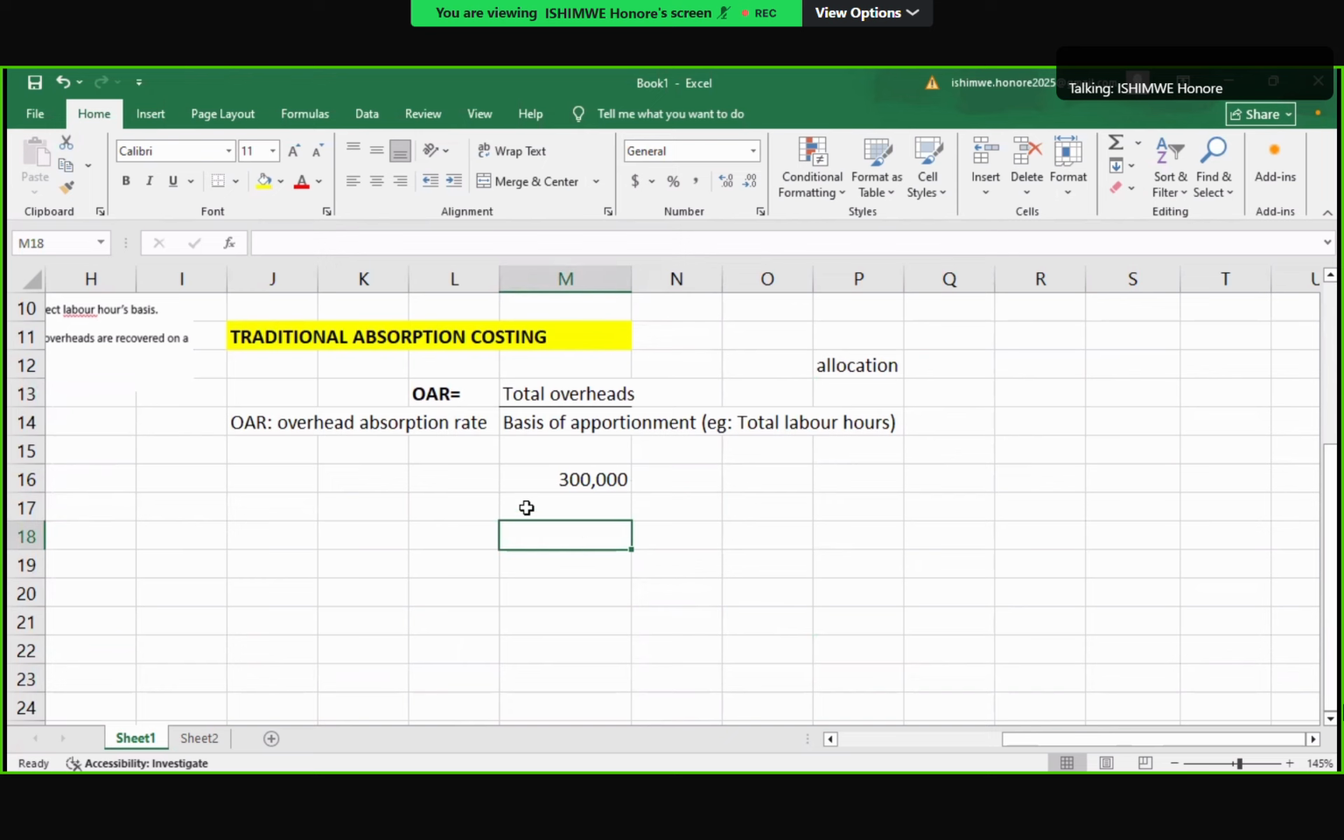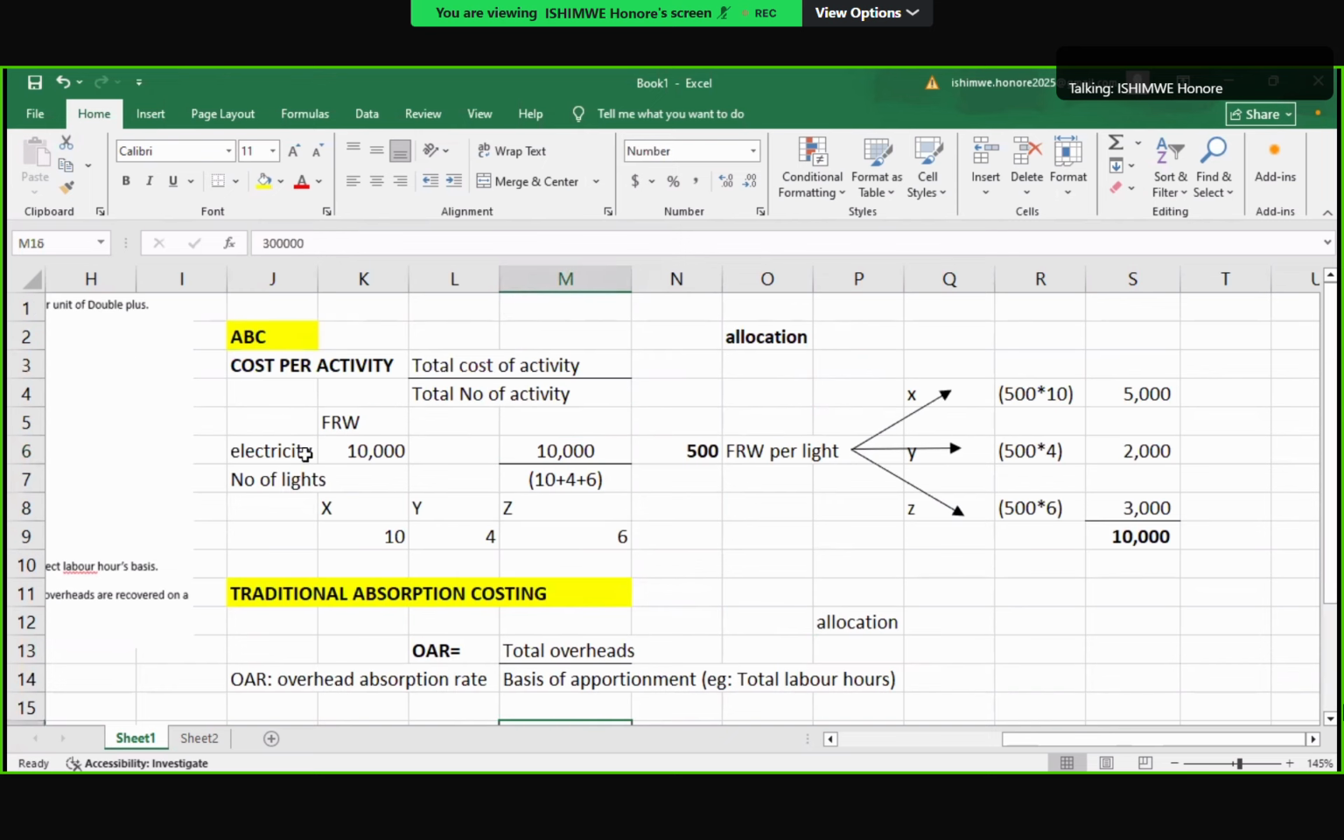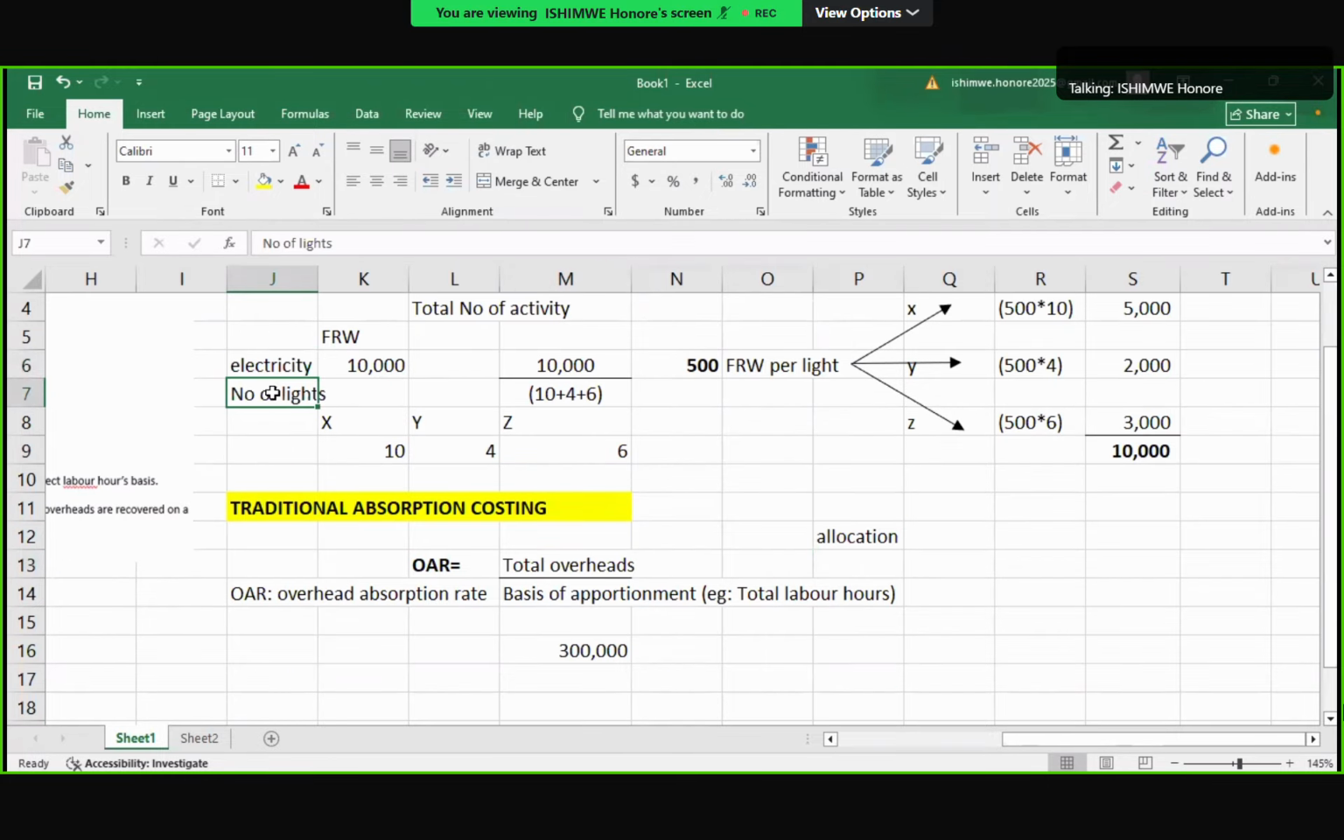But the total overheads means when you sum the costs, setup cost and so on, the total of it will give you the total overhead. But the cost of each activity is what we use in ABC. In traditional costing, or absorption costing, the conventional method, we use the total overheads and then divide it by the absorption basis.